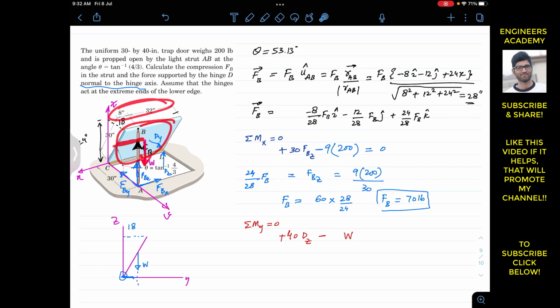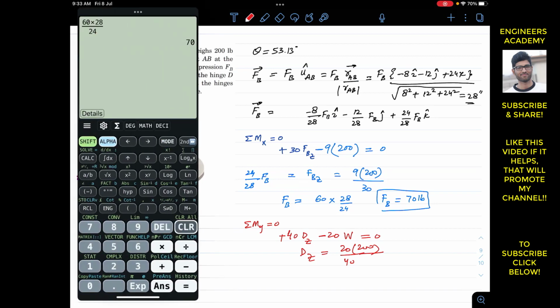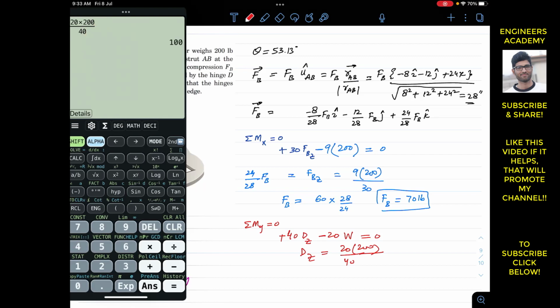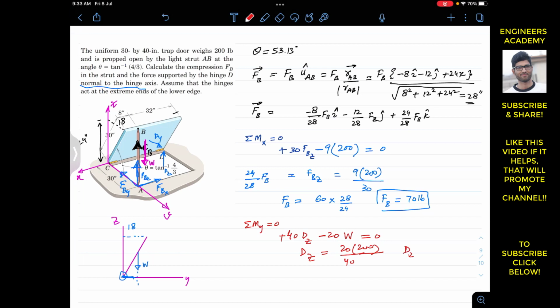So this is 20, right? So we will multiply this with 20. So this is equal to 0, and from this we can say that dz is equal to 20w divided by 40, and we are given the weight, which is 200. So 20 multiplied by 200 divided by 40 gives us 100. So dz, the support reaction provided by the hinge D in the z direction, is equal to 100 pounds.